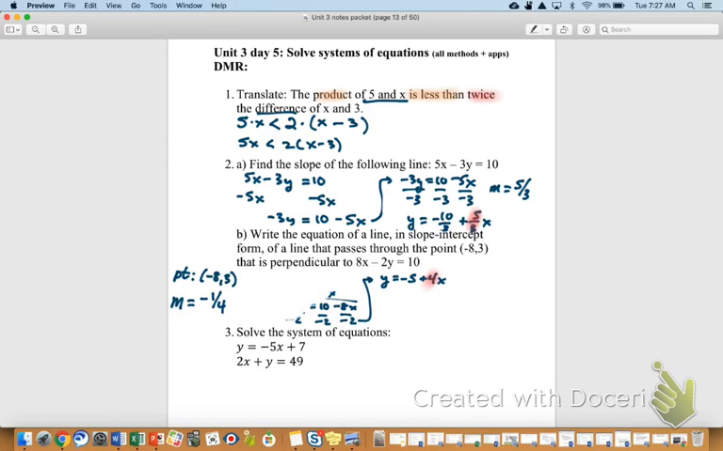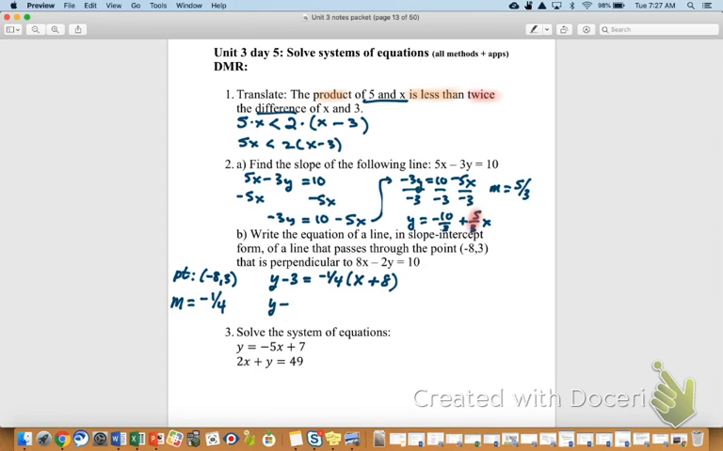Okay, I'm going to erase my work that I used to get that just so I have a little more space. Okay, so now that I have my point and my slope, I'm going to use point-slope form to help me get started. I have y minus 3 equals negative 1/4 times x minus negative 8, which is really x plus 8.